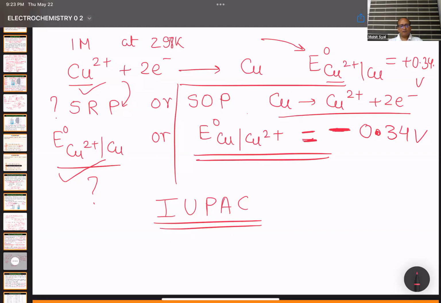As per IUPAC convention, which type of electrode potential? Jaslin Marwat, tell me quickly. Which electrode potential as per the IUPAC convention? Standard reduction potential. Yeah, reduction potential. Exactly.